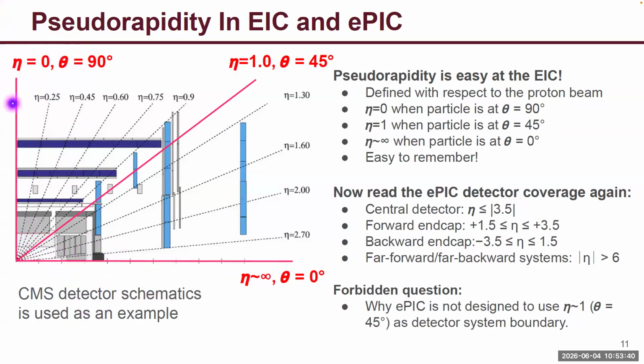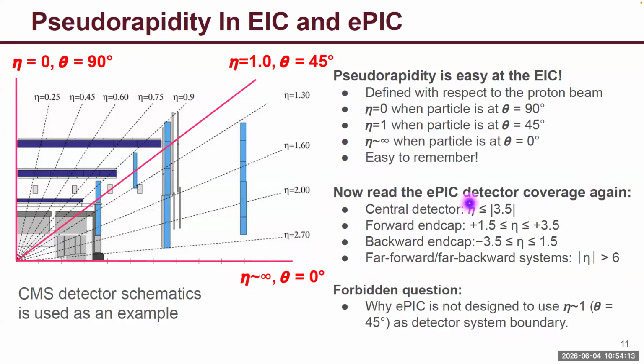And then you have a pseudorapidity of 0 when this theta is 90 degrees, right? Then this value is 1 if this theta is 45 degrees, and then it's infinite when this theta is 0. So it's very simple. Hope that you will remember these three values.